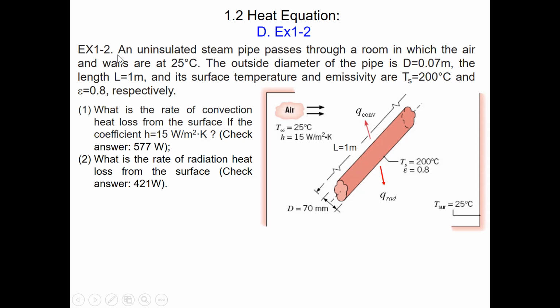An insulated steam pipe, so this is a steam pipe, carrying steam. It has the length of 1 meter and diameter 70 millimeter. It has the surface temperature 200 degree and emissivity of 0.8.